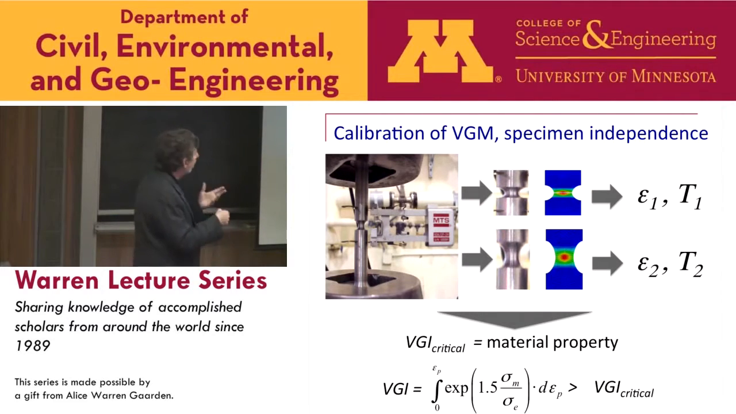And we could do multiple of these to calibrate this critical void growth index. The idea is that if this theory holds up, this VGI critical should be a material property. It's not a function of the specimen. So if we test the material and look at multiple bars with multiple notches, or other types of specimens, this VGI critical should be a material property, just like yield stress is a material property. And once we know that, if we can accurately characterize the stresses and strains in our continuum, we can make a prediction of when these voids are going to coalesce and create a ductile fracture.